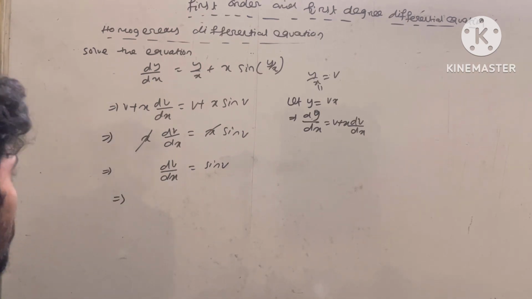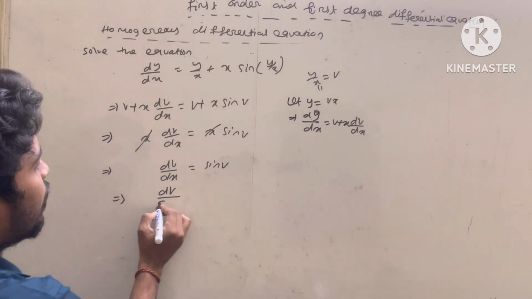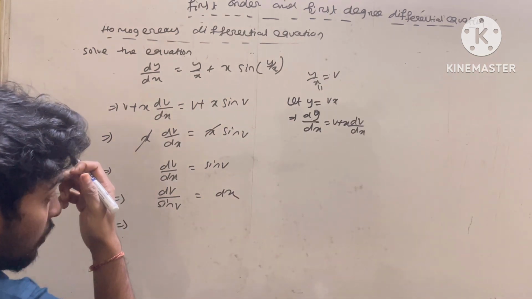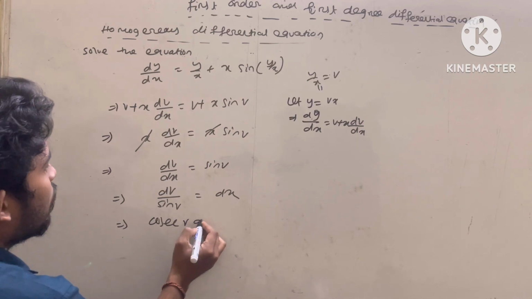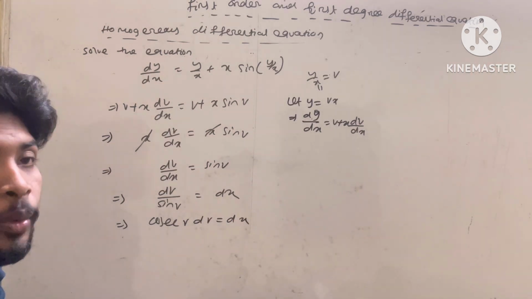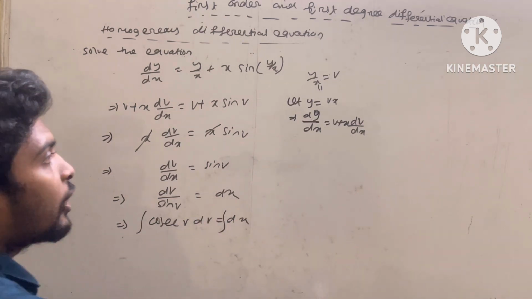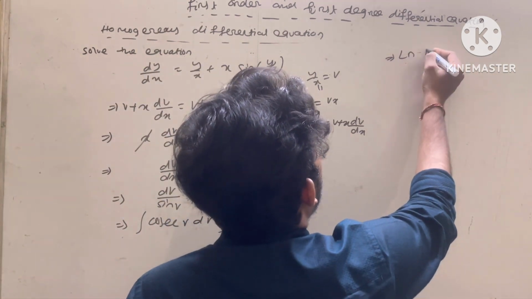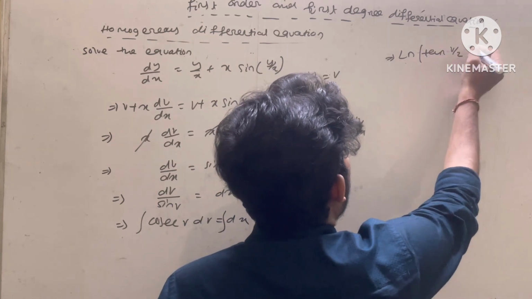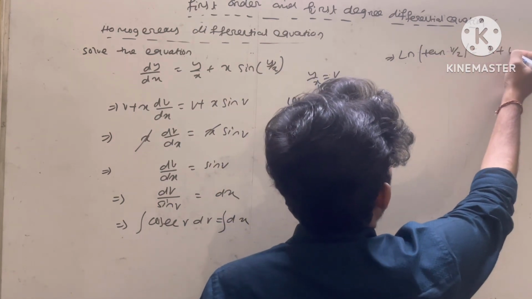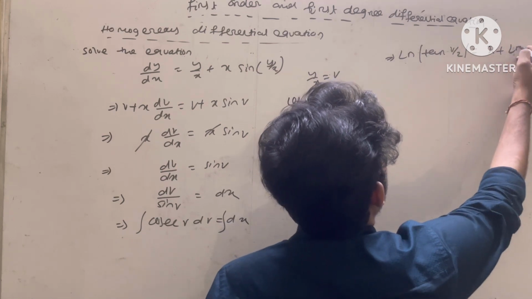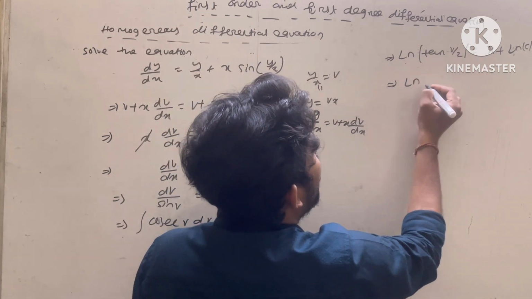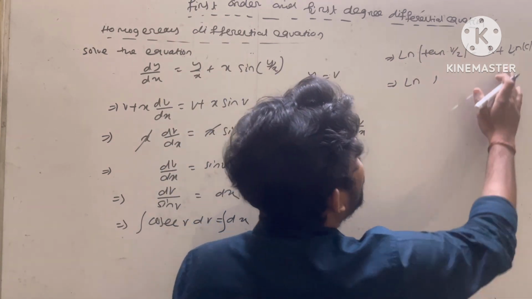Simply you get dv by sin v = dx, and this one is cosec v dv = dx. Now you have to take integration on both sides, and the integral of cosec v is ln tan(v/2), which equals x plus ln c. So you have to take an integrating constant, that is ln c.